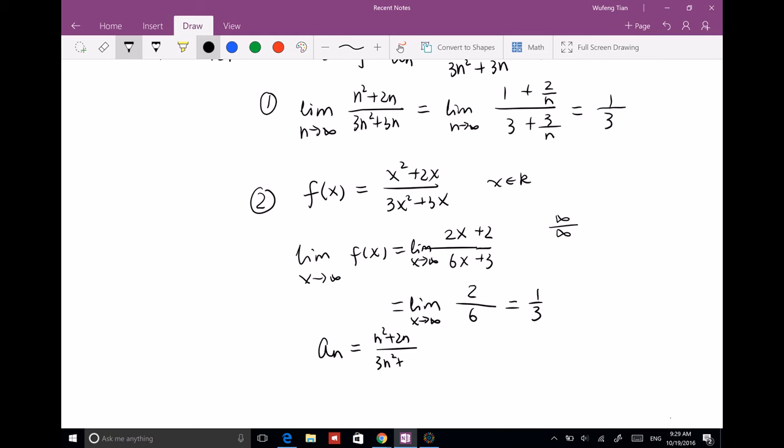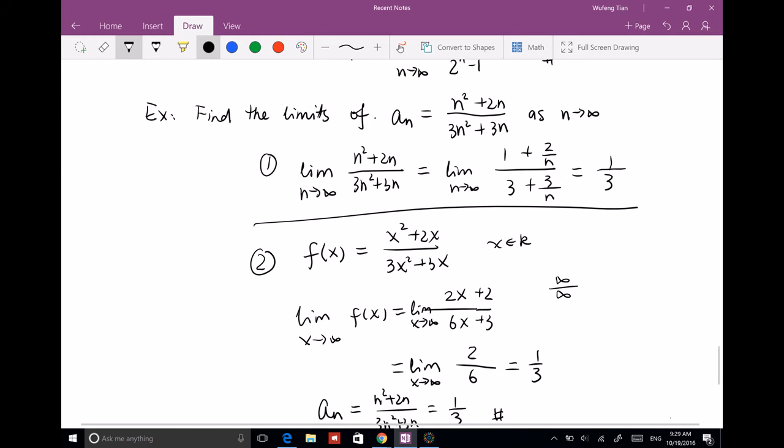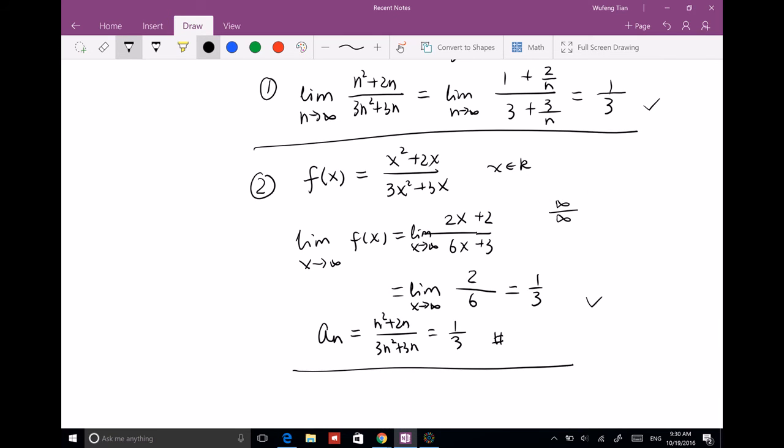Since this function converges to 1/3, the sequence a_n equals n squared plus 2n over 3n squared plus 3n also converges to 1/3. So you can use either way. Sometimes you can just do the traditional way, which is much simpler, but sometimes you have to use L'Hopital's rule. Either one of these two is okay for finding the limit of the sequence.